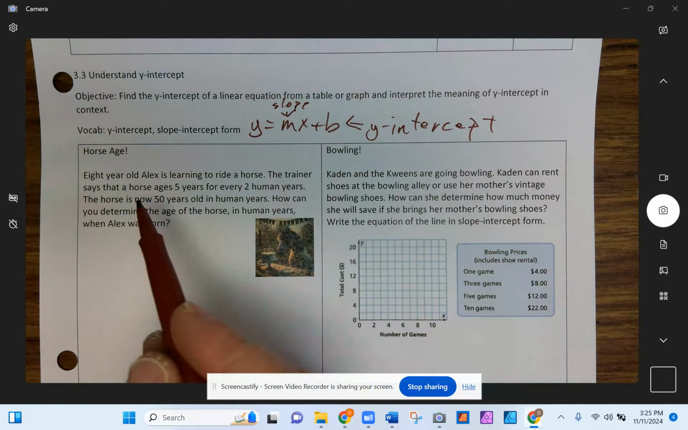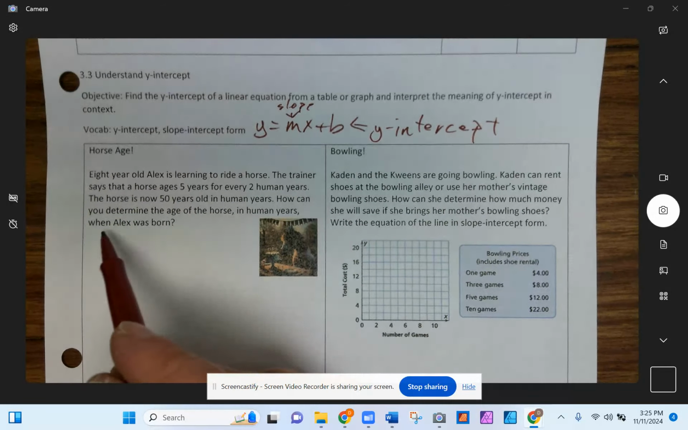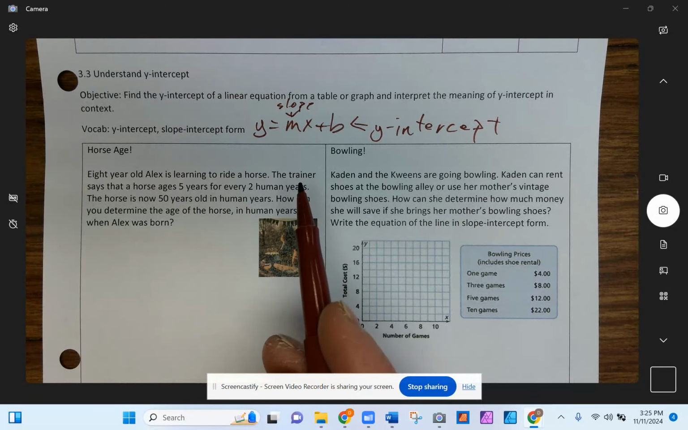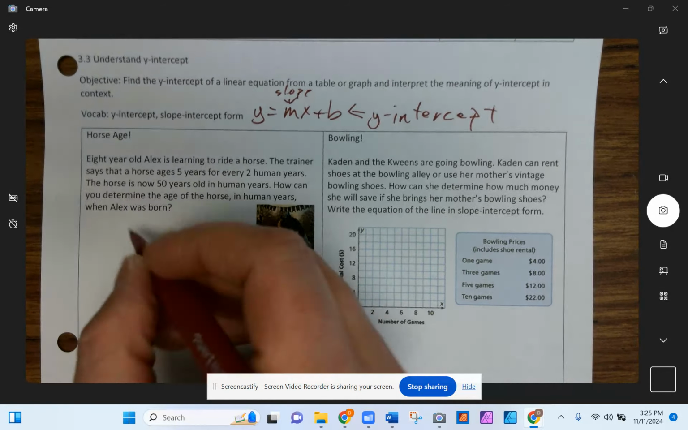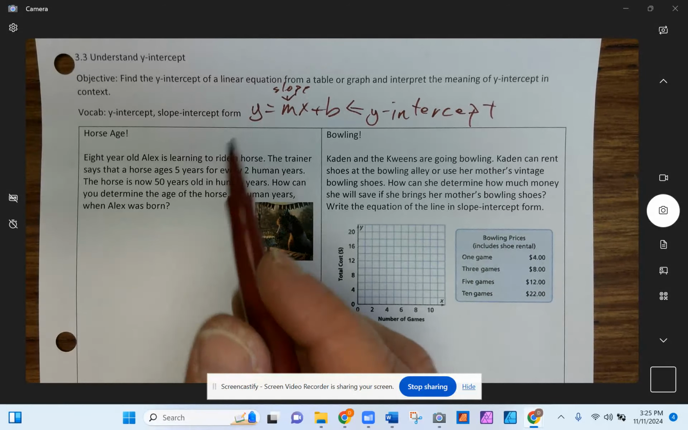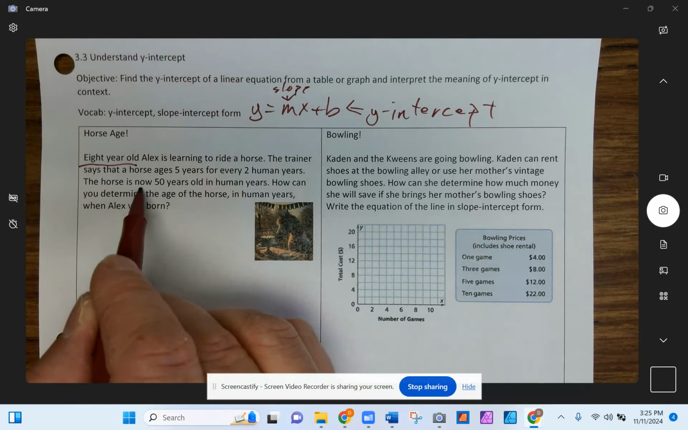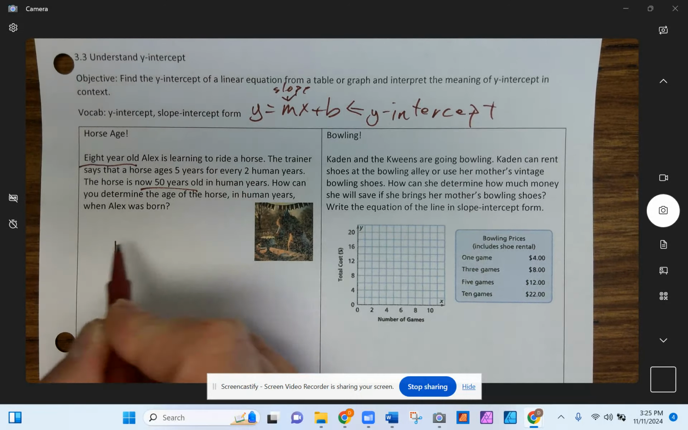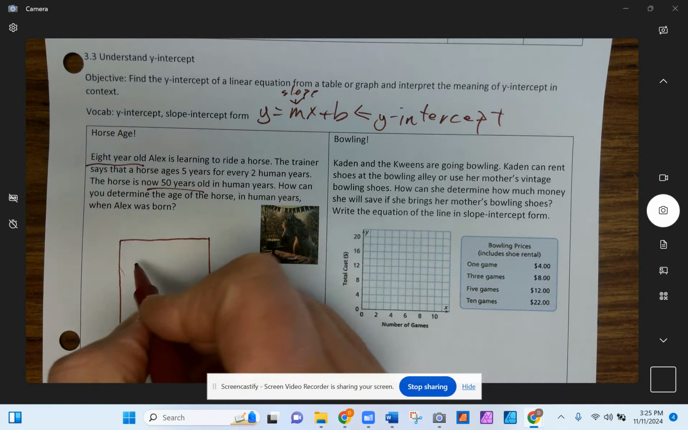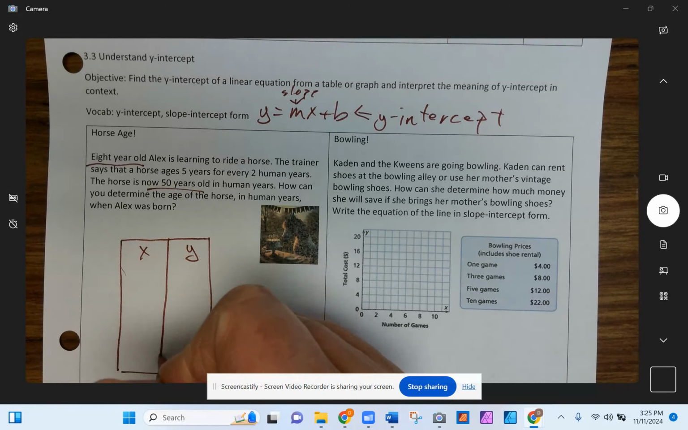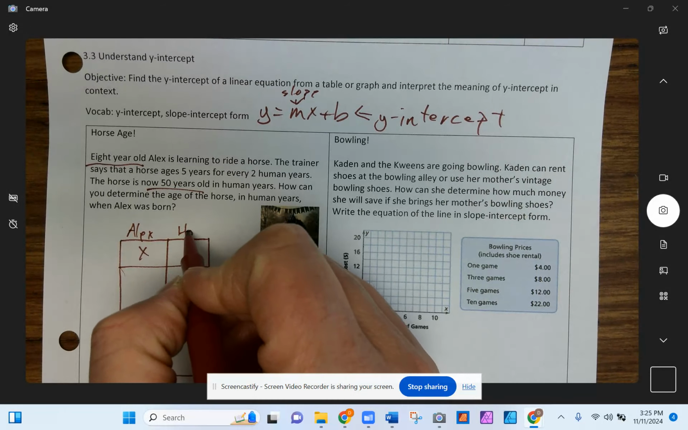Okay, 8-year-old Alex is learning to ride a horse. The trainer says that a horse ages 5 years for every 2 human years. The horse is now 50 years old in human years. How can you determine the age of the horse in human years when Alex was born? So I'm just going to make a table. We know that Alex is 8 years old and the horse is 50. So I'm going to use that as the basis for my table here. So X, Y. X is human years, or X is Alex, and Y is the horse.